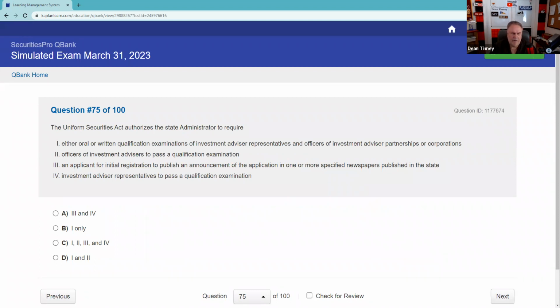The Uniform Securities Act authorizes the state administrator to require either oral or written qualification examination of investment advisor representatives and officers of investment advisor partnerships or corporations. Officers of investment advisors must pass a qualification examination. An application for initial registration must publish an announcement of the application in one or more specified newspapers published in the state. Investment advisor representatives must pass a qualification examination. So all C. Excellent. You're good on that stuff.